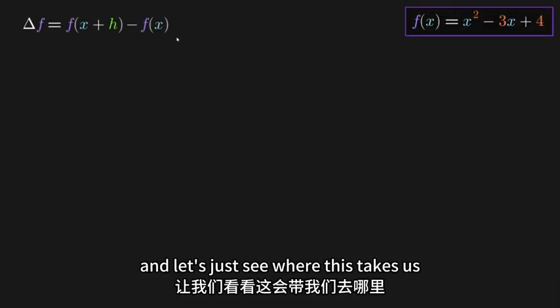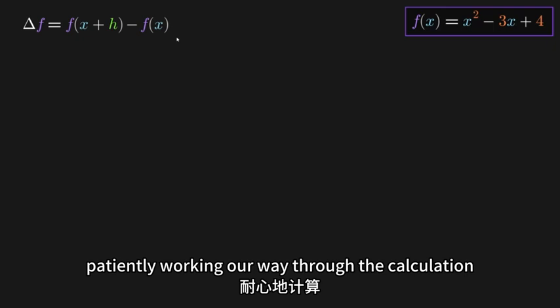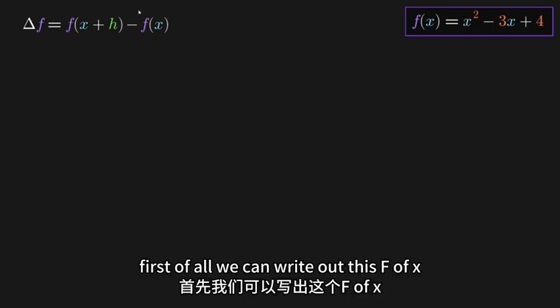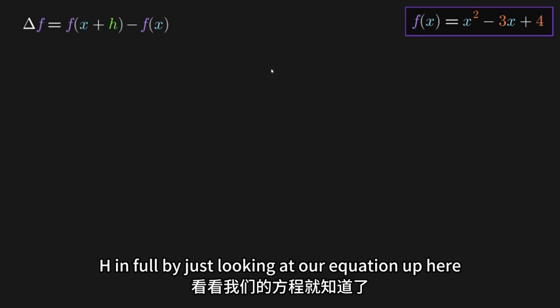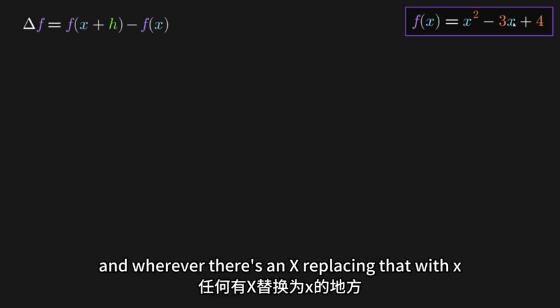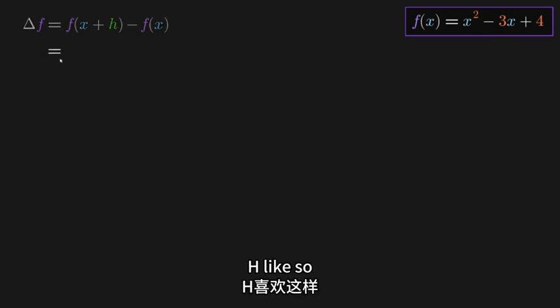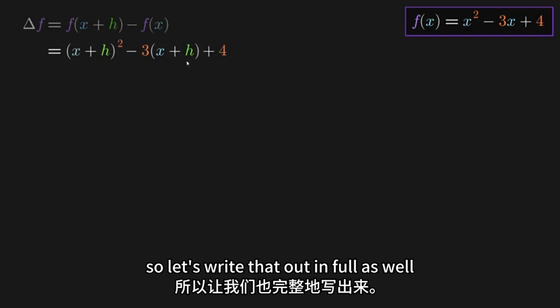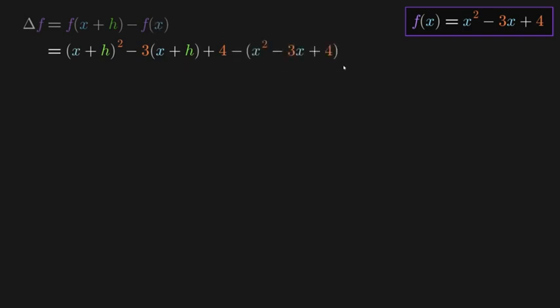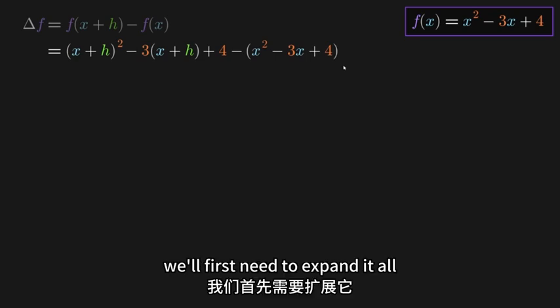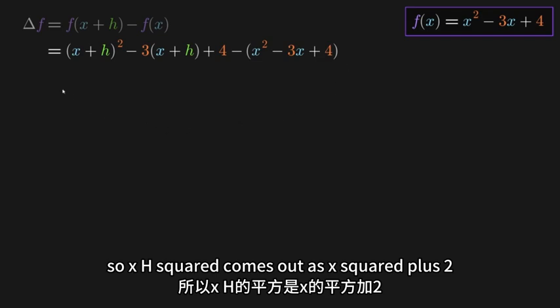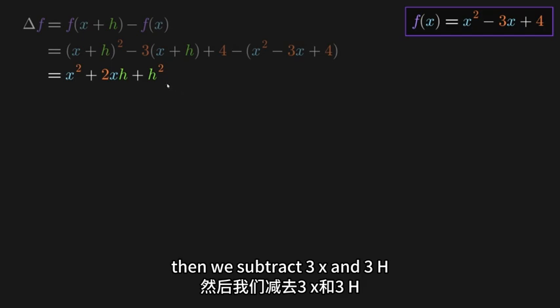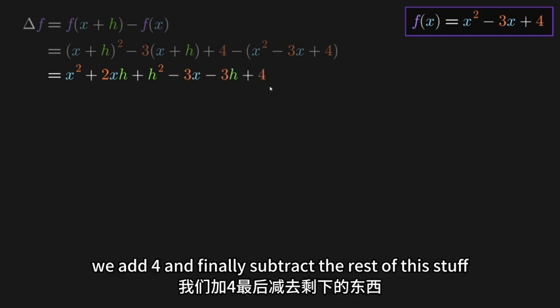And let's just see where this takes us if we try patiently working our way through the calculation. First of all, we can write out this f of x plus h in full by just looking at our equation up here, and wherever there's an x, replacing that with x plus h, like so. And then from that, we want to subtract f of x, so let's write that out in full as well. Now, if we want to simplify this, we'll first need to expand it all. So x plus h squared comes out as x squared plus 2xh plus h squared, then we subtract 3x and 3h, we add 4, and finally subtract the rest of this stuff.